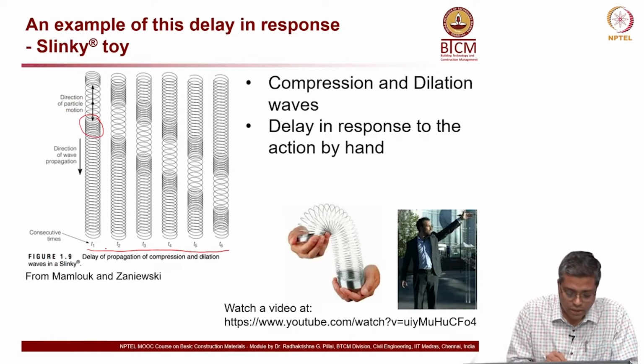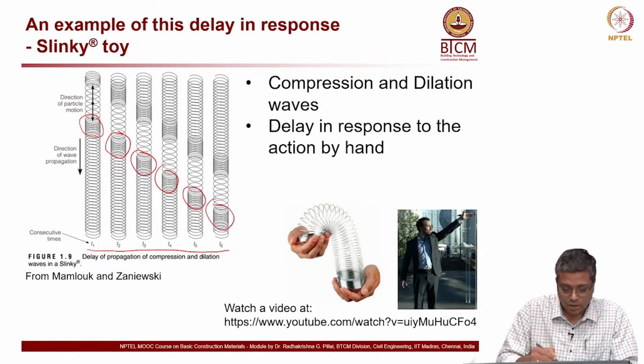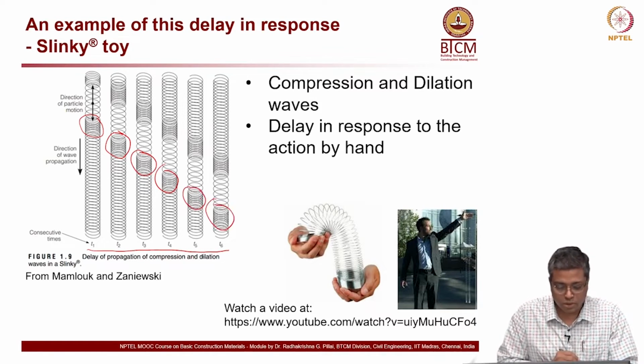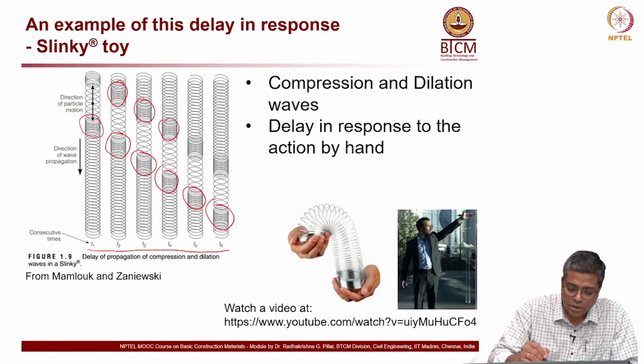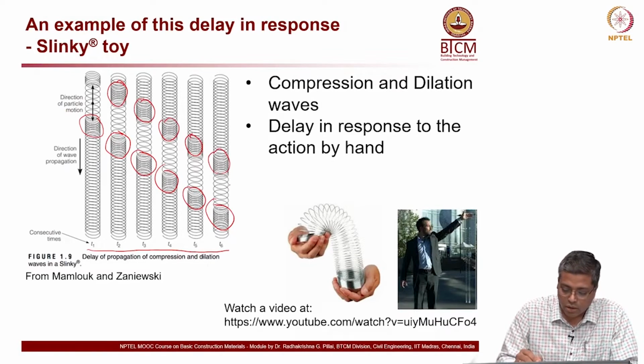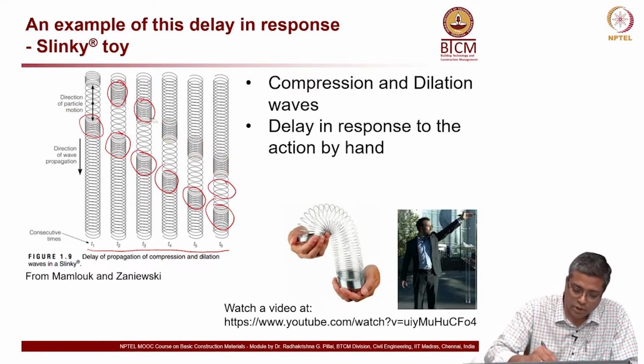So, here you can see from T1 to T6, this compressed region of the spring is moving downward, whereas the particles can move up and down, and then here also you can see some compression waves are there, and here are the dilation waves.